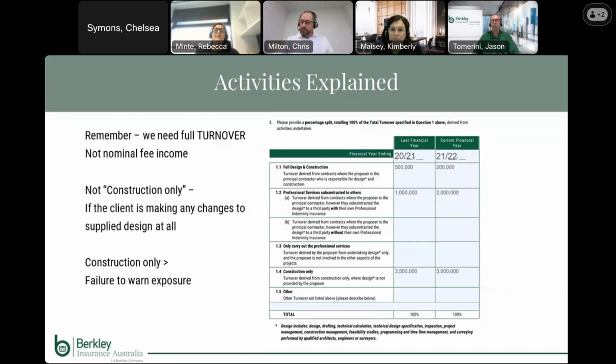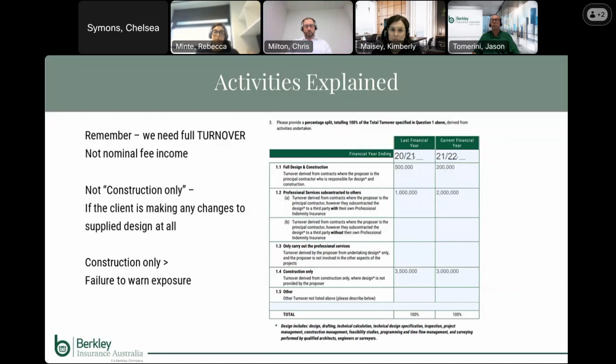1.4 then asks for turnover for projects where the client is only involved in the actual construction. So the client is not providing any design, and importantly, they are not providing any amendments to any design. They are simply handed the designs and they proceed to construct or manufacture. If the client is making any changes to the design at all, then this turnover cannot be noted in this field. It should be either allocated to 1.1 or 1.2.